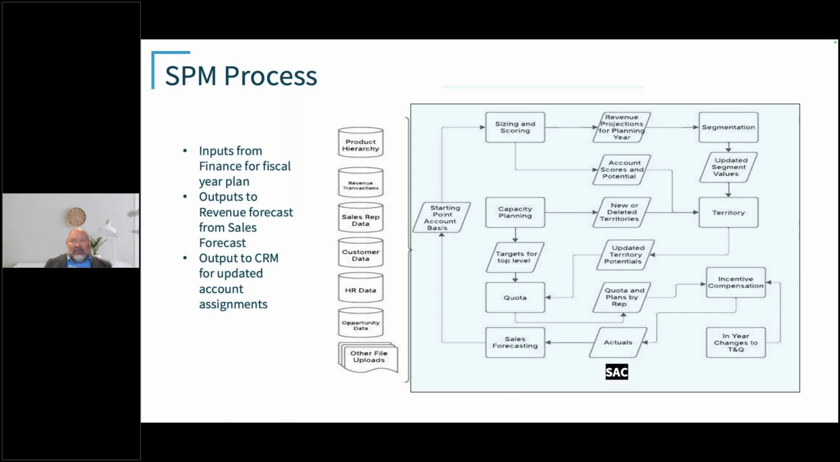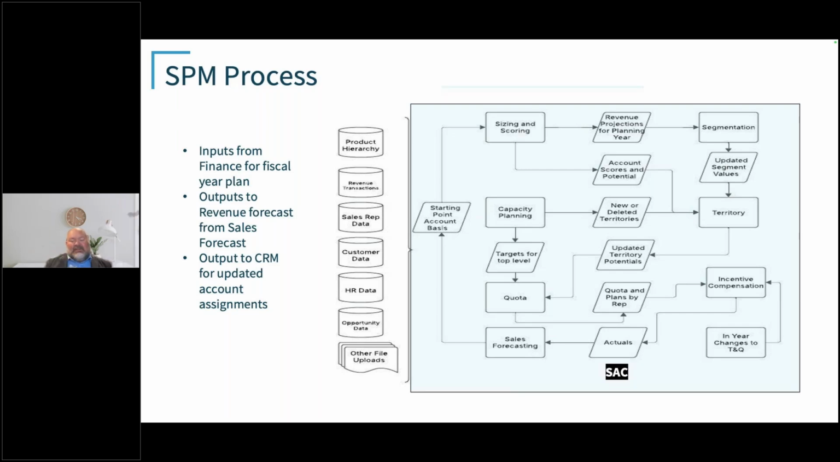So in the territory process, what we should ideally be doing is really just reassigning accounts and trying to balance out our teams so that we don't have lopsided views across our teams. Once we have that, we can get into our updated territory potentials, which feeds into our quota. So now we've got our top-down level, and we have our bottom-up that we've just done by doing all of our territory assignments.